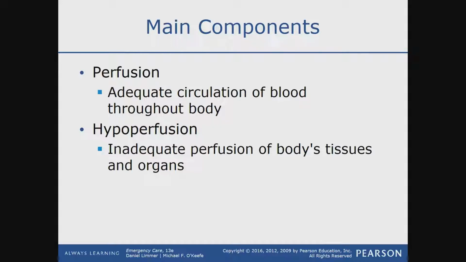Hypo means low. So if we have hypoperfusion, that means that we have low perfusion, which means that not enough oxygen is getting to where it needs to go, to the tissues. Why that is could be a number of reasons. And that's where the different classifications of shock come into play, because there are different ways of becoming hypoperfused, and that's the reason that we have different kinds of shock. Hypoperfusion, if it continues, eventually equals shock. It will turn into shock.